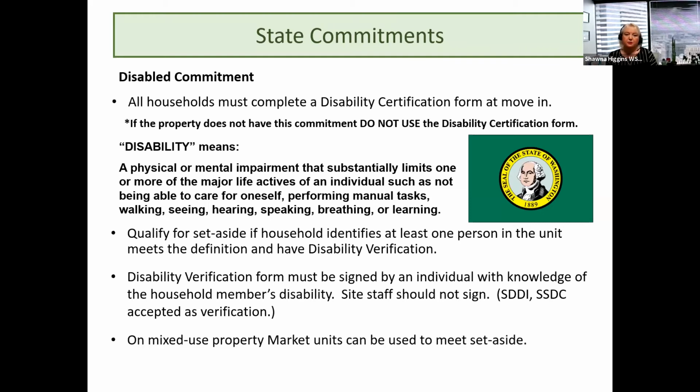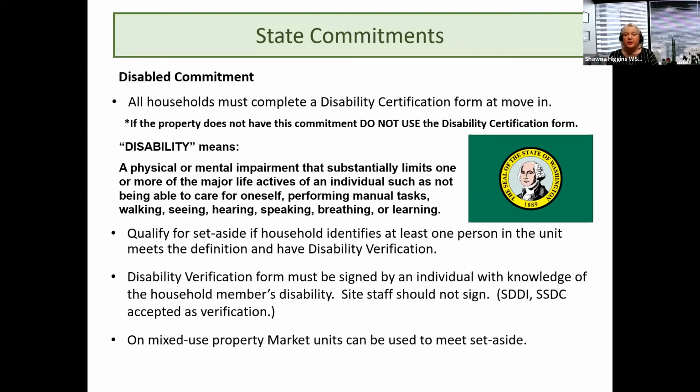And on mixed use properties, market units can be used to meet the set aside. So for instance, you might not have all of the qualified people meeting the disabled set aside, but some of the market units do. Everybody in that property, I would have fill out that form when they're moving in. And then that way you can use some of those market units to be able to meet this set aside.